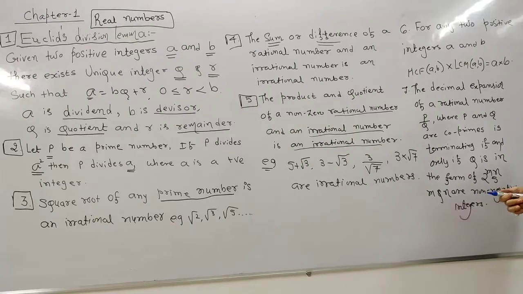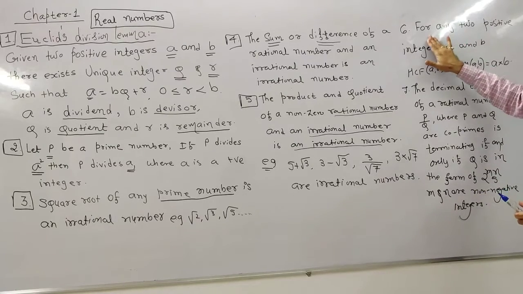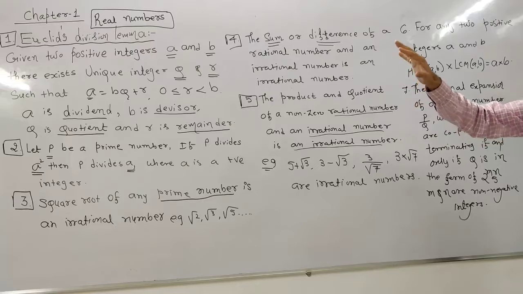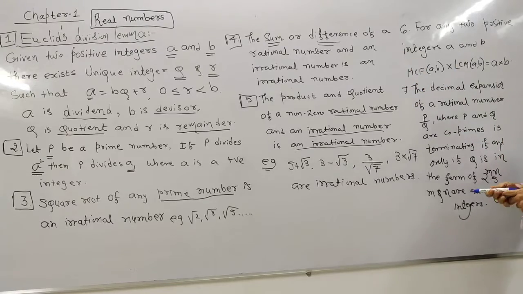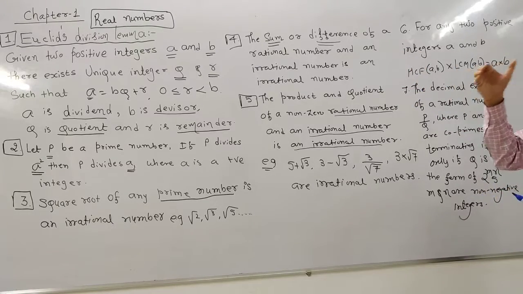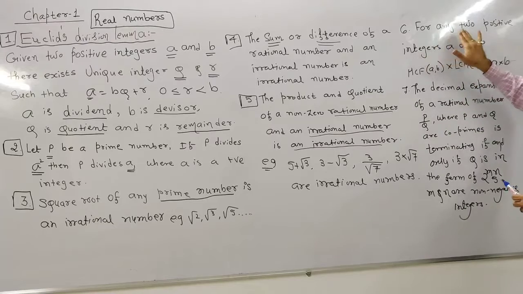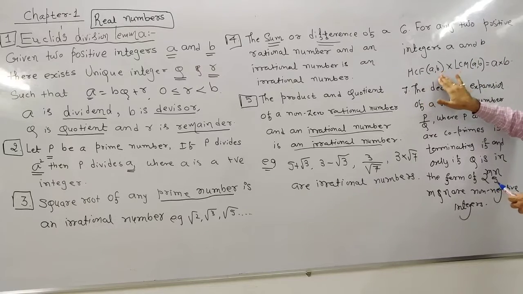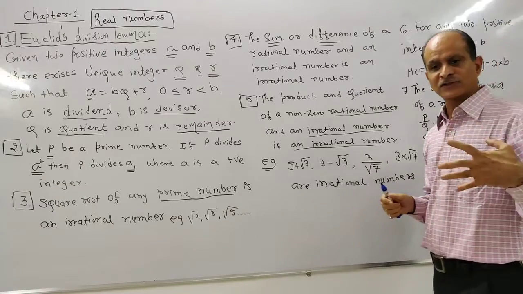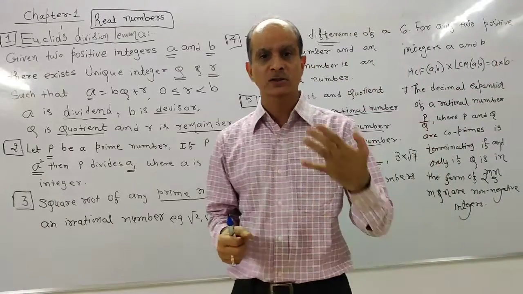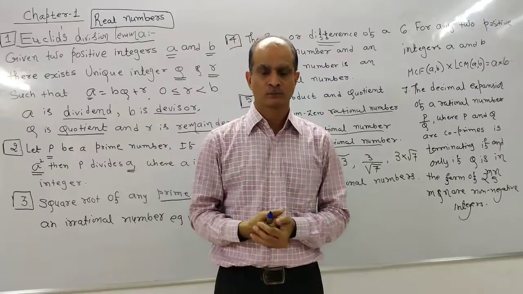Well, the concept number 6, that is the last exercise of this chapter number 1, that is exercise number 1.4. For any two positive integers a and b, HCF of a and b into LCM of a and b is equal to ab. You know, HCF means highest common factor.